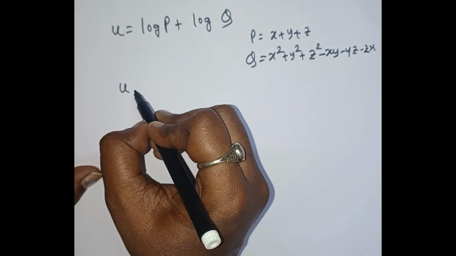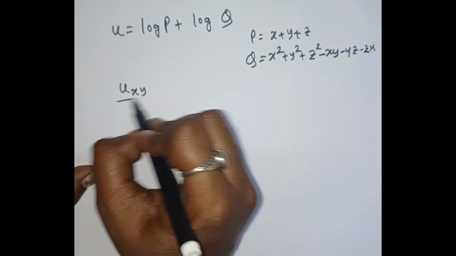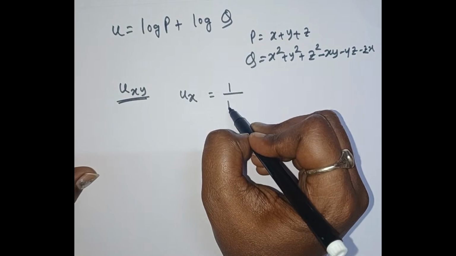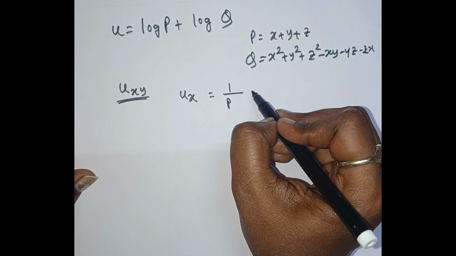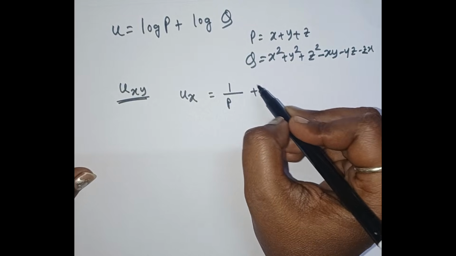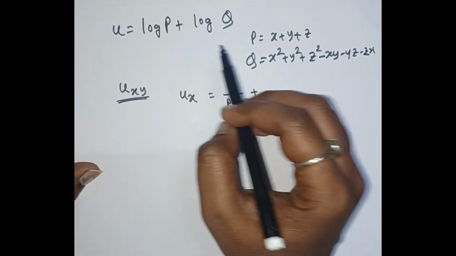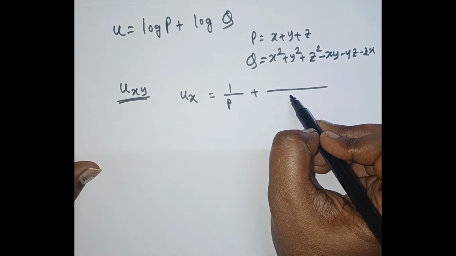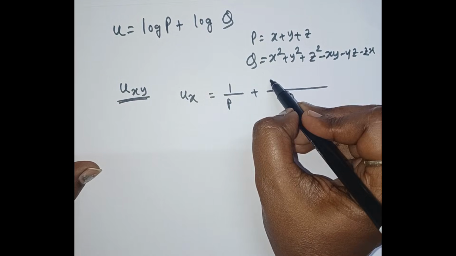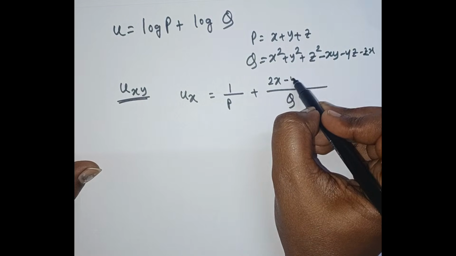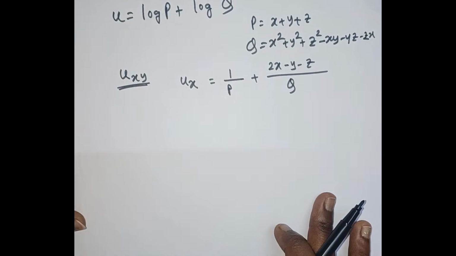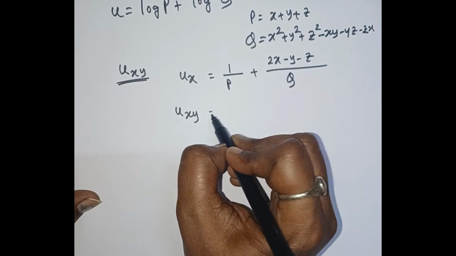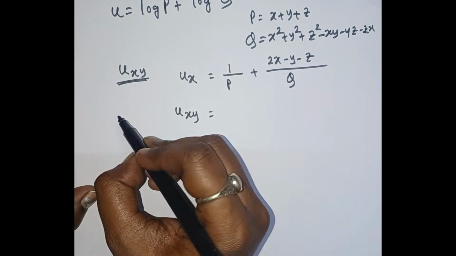Then we need uxy. So to find uxy, first we will calculate ux, and ux will be 1 by p into derivative of p with respect to x, plus for the second part 1 by q and derivative of q with respect to x, so 2x minus y minus z. So this is our ux. Now we need uxy, that is we have to derive ux with respect to y.